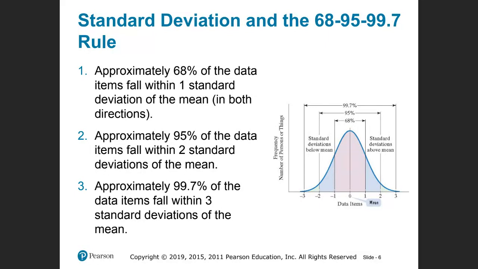Approximately 95% of the data items fall within two standard deviations of the mean. So that would be the pink and the blue. It goes two deviations to the left of the mean and two deviations to the right. Approximately 99.7%, nearly 100% of the data items fall within three standard deviations of the mean.